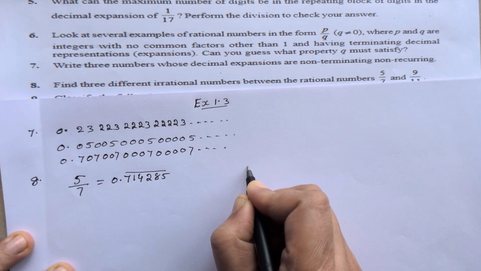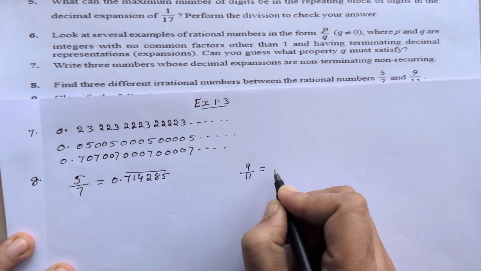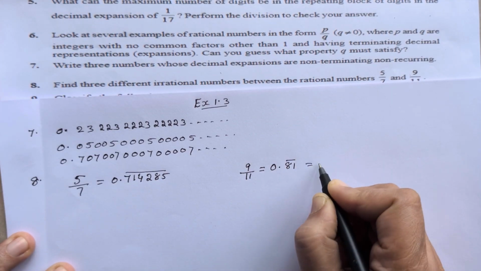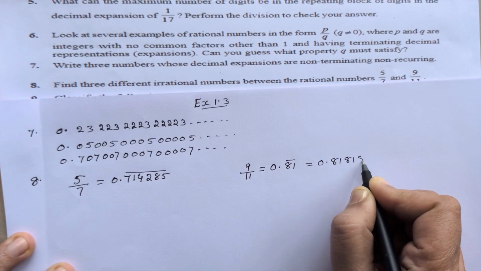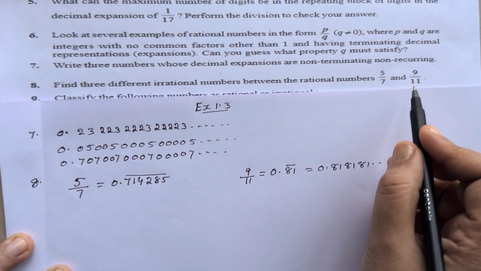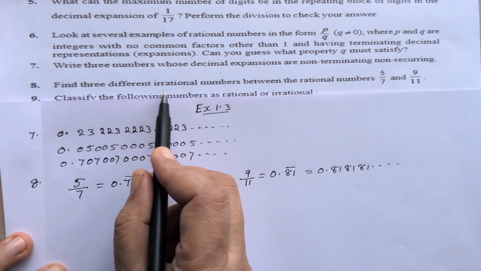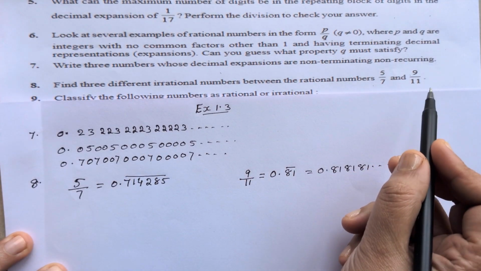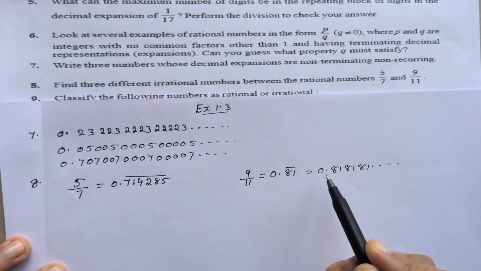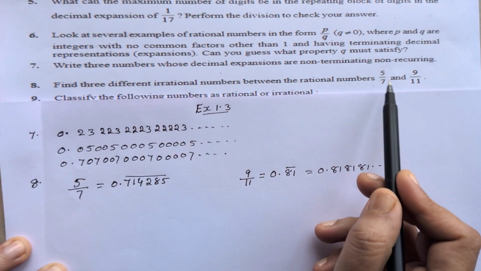And next, if you are dividing 9 by 11, the decimal expansion of 9 by 11, what we are getting is 0.81 bar. That means 81 is repeating: 0.818181, it's going that way. So this is the decimal expansion of 5 by 7 and 9 by 11. Now we have to find 3 different irrational numbers between these 2 numbers. So when you get the question, first you have to divide and write in decimal form, and then find 3 irrational numbers between these 2.